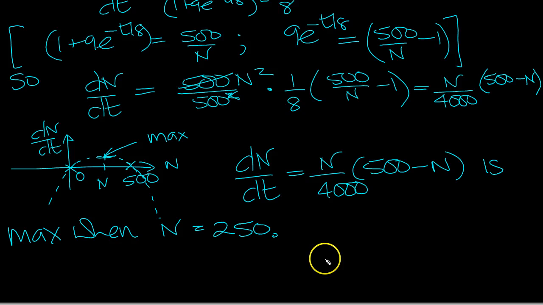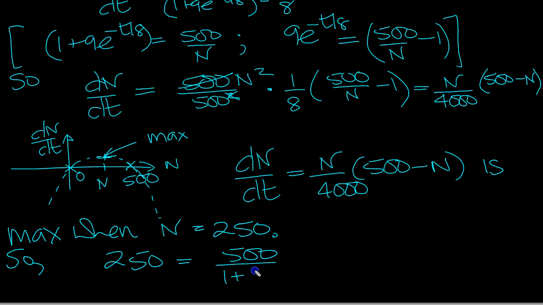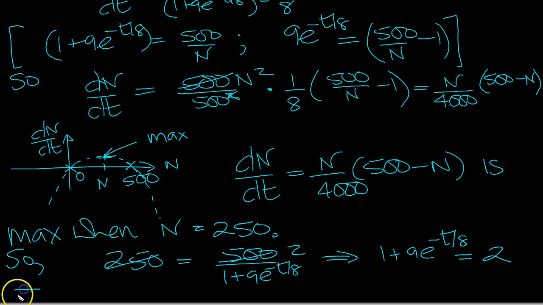Okay, so when n is equal to 250, we need to find the time, don't we? So 250 then. 250 is equal to 500 over 1 plus 9 e to the minus t over 8. This cancels with this to leave 2. Move this up. So the 1 plus 9 e to the minus t over 8 is equal to 2. Move the 1 over. So we get 9 e to the minus t over 8 is equal to 2 minus 1 is 1. E to the minus t over 8 is equal to 1/9 then.